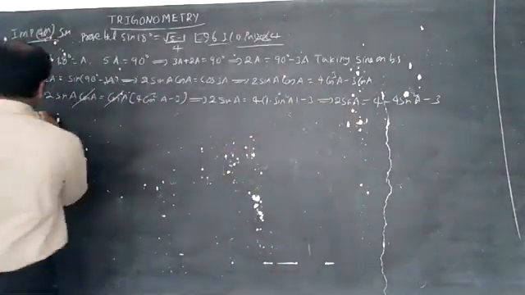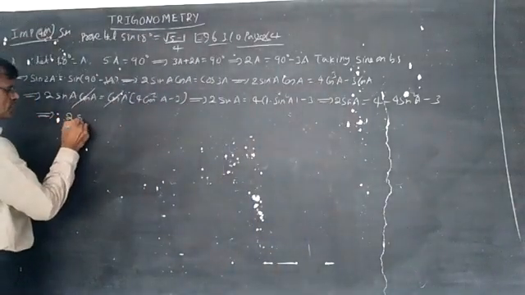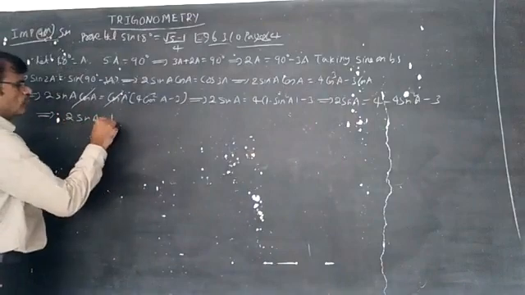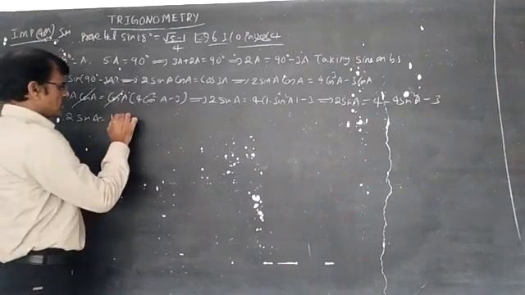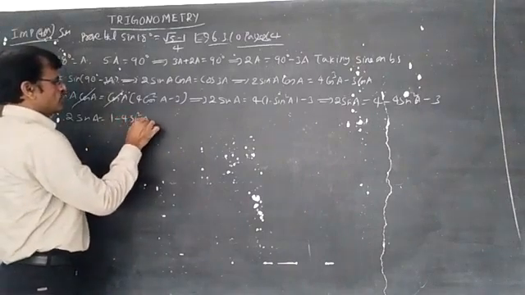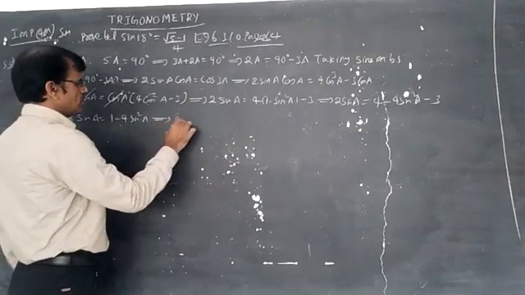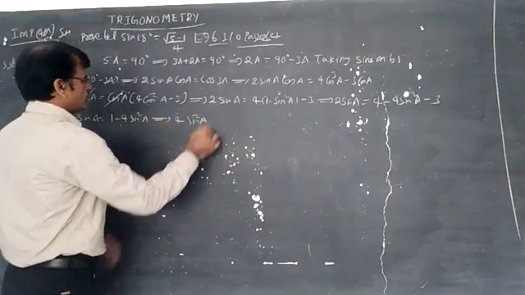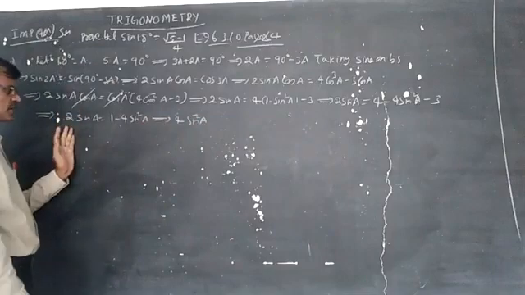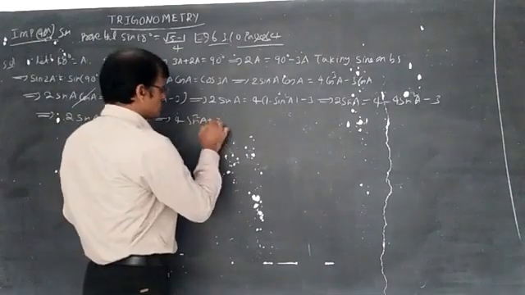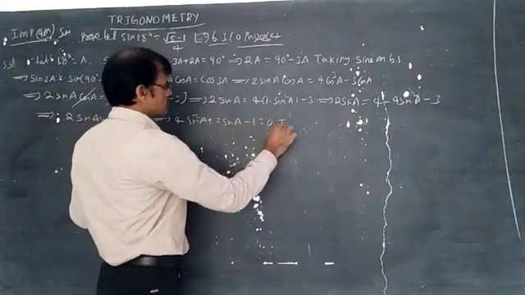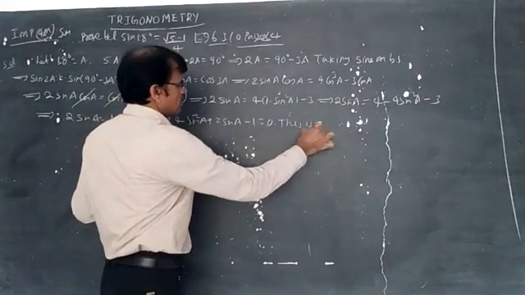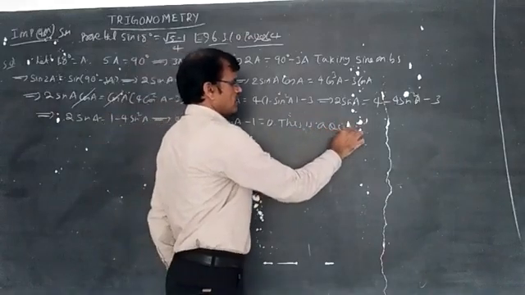That implies 2 sin A is equal to 4 minus 3, which becomes 1, so 1 minus 4 sin square A. It is becoming 1 minus 4 sin square A. That implies, first of all, you write it by taking this to the other side: it becomes 4 sin square A plus 2 sin A minus 1 equal to 0. This is a quadratic equation.